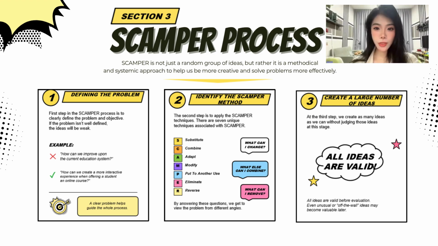Today I'm going to be presenting section 3 and section 5 of our topic, which is the SCAMPER process and its benefits. Section 3, SCAMPER process. I'll start with an explanation of the SCAMPER process. SCAMPER is not just a random group of ideas, but rather a methodical and systematic approach to help us be more creative and solve problems more efficiently.